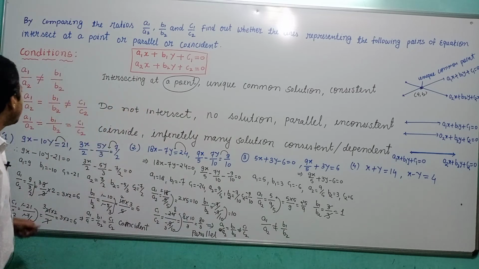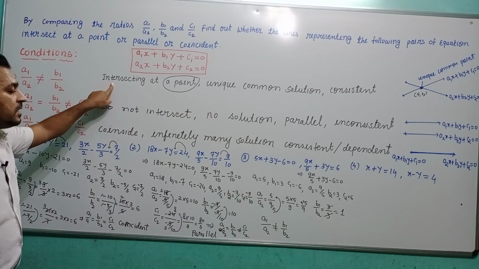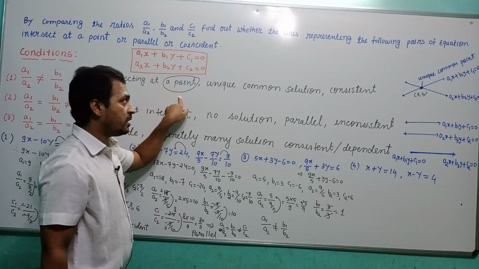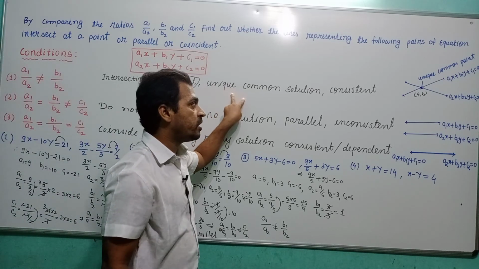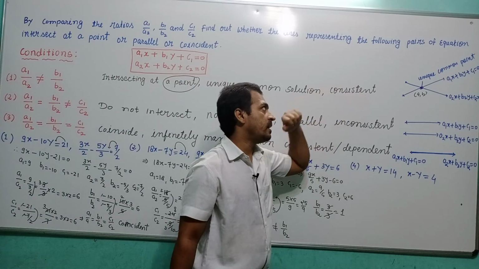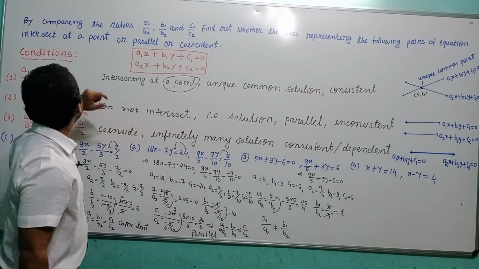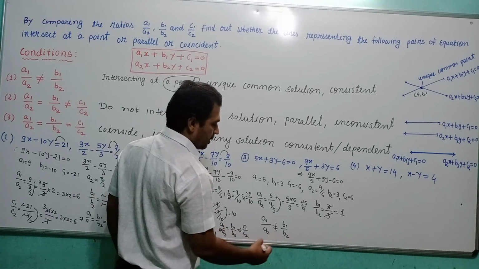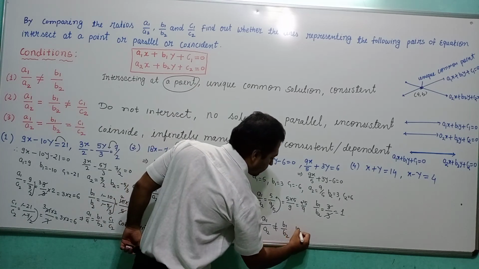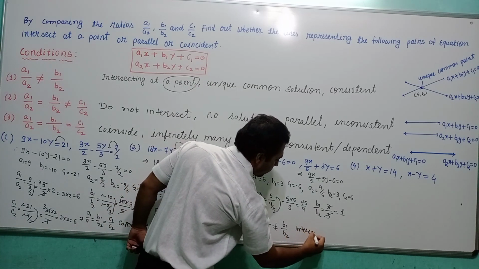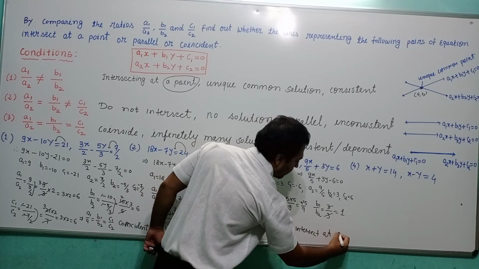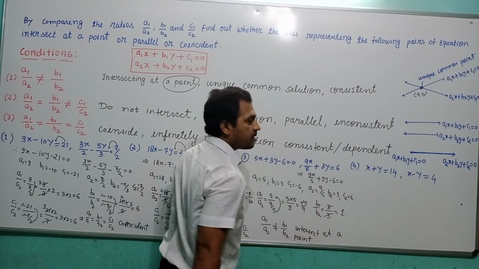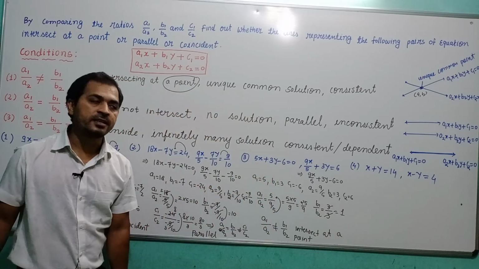It means, students, you can say that this pair of linear equations intersects at a point, they have a unique common solution, means consistent. So you can say that this pair of linear equations intersects at a point, means this pair of linear equations is consistent.